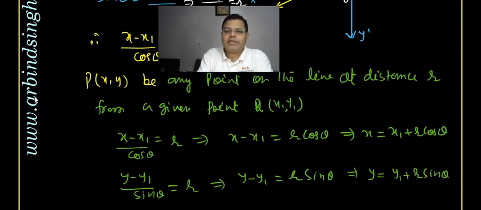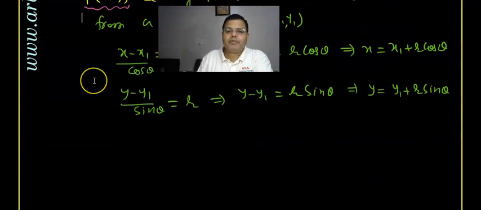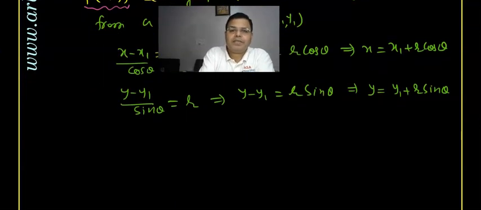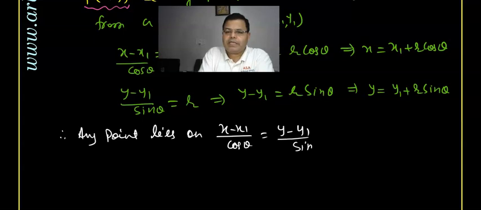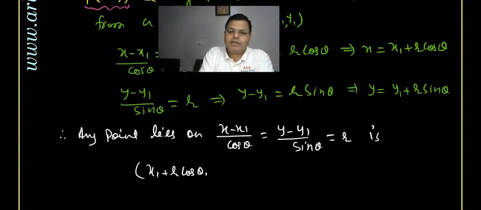So the general point (x, y) can be written in this form. Any point that lies on this line will have this form. Therefore, any point lying on (x minus x1) upon cos theta equals (y minus y1) upon sine theta equals r will be of the form (x1 plus r cos theta, y1 plus r sine theta).